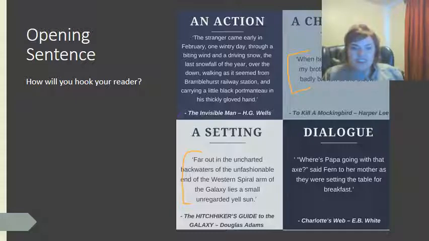Far out in the uncharted backwaters of the unfashionable end of the western spiral arm of the galaxy lies a small, unregarded yellow sun.